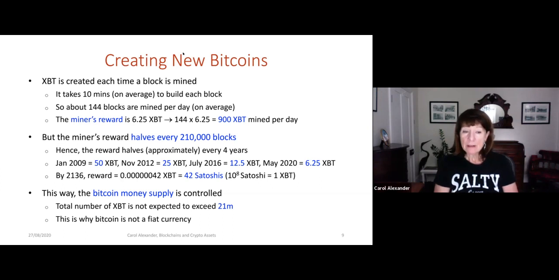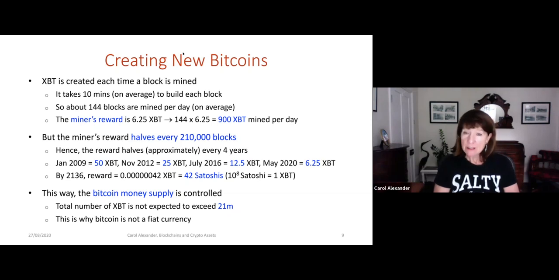So the calculations, halving every 4 years, mean that by 2136, when we're all dead and gone, if it still exists, the reward will be just 42 Satoshis. A Satoshi is a tiny amount of Bitcoin. There are 10 to the power 8 Satoshis in one Bitcoin. So this way, the total number of Bitcoin is not expected to exceed 21 million. That's why it's not a fiat currency.